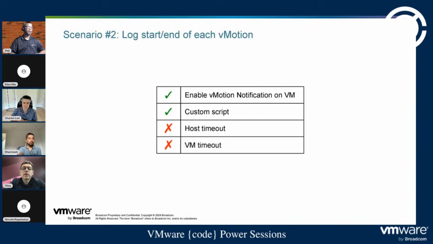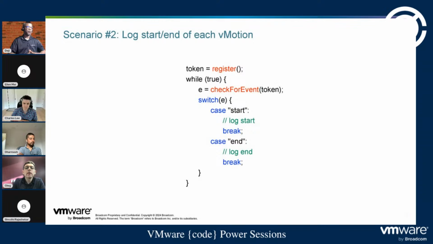Next, let's look at how you can keep track of the start and end times of each vMotion. And for that, we would need to write a custom script. You can write it in any language you like, and that script would be executed in the guest operating system on your VM. Here is the pseudocode for this script.